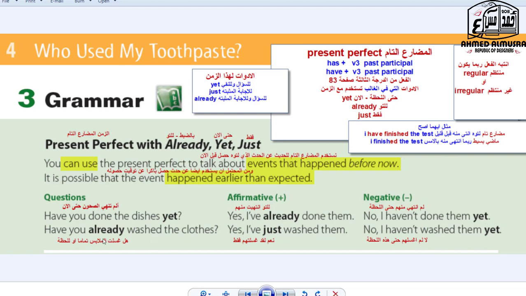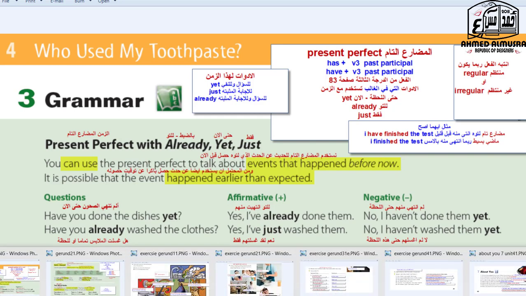Now here, have you already washed the clothes? Yes, I just washed them. And here, no, I haven't washed them yet. So yet comes with the negative and also the question. Just comes with the affirmative sentence. And already comes with the question and also the affirmative sentence. So this is the present perfect tense.